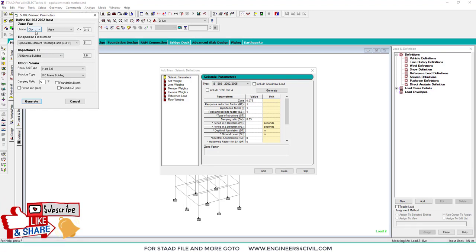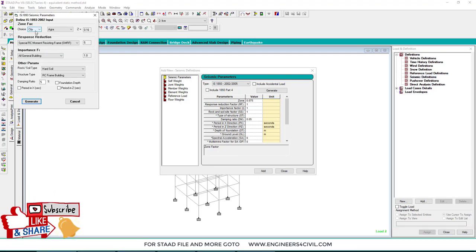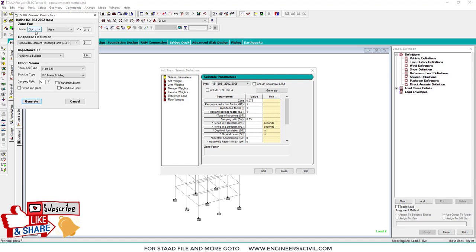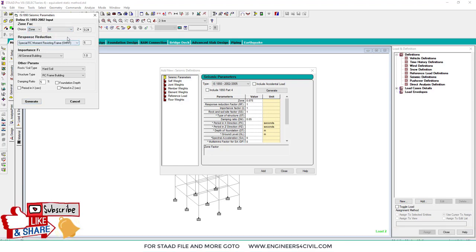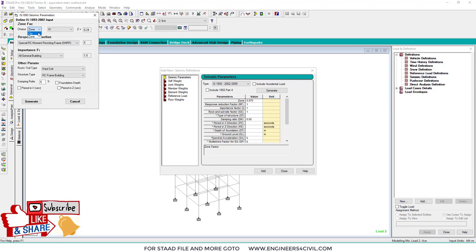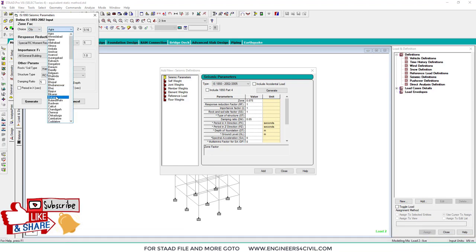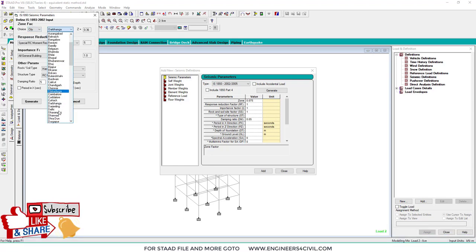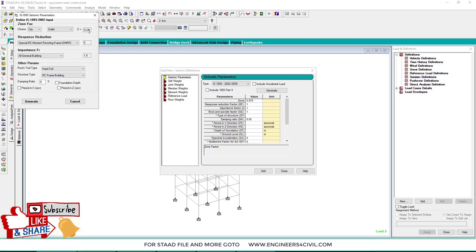We know that our country is divided into 5 zones: 1, 2, 3, 4, and 5. Zones 1 and 2 are merged, so now we have 4 zones: 2, 3, 4, 5. If you know the zone, you go to the zone and select the zone. If you don't know the zone, you select by the city. Like Delhi, in zone 4, the factor is 0.24.